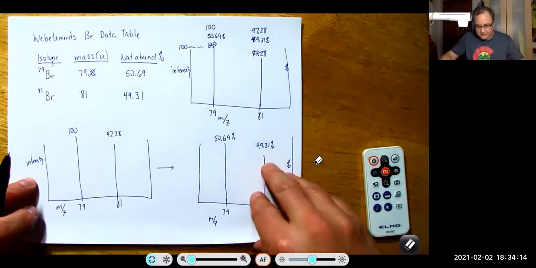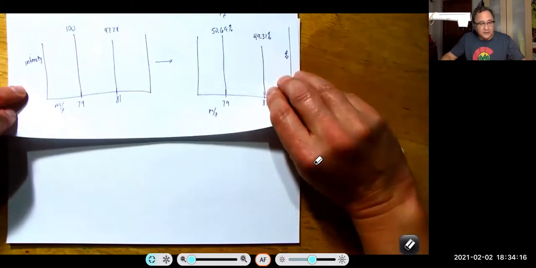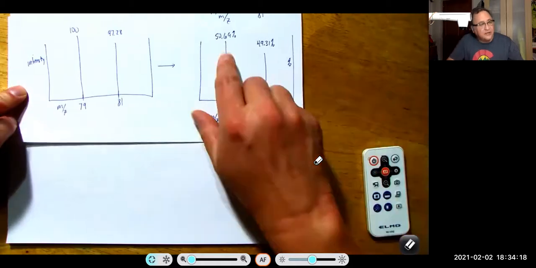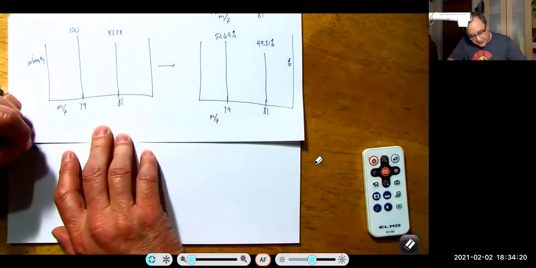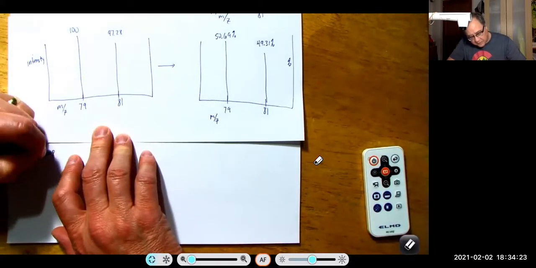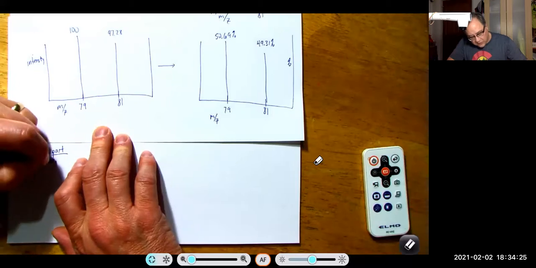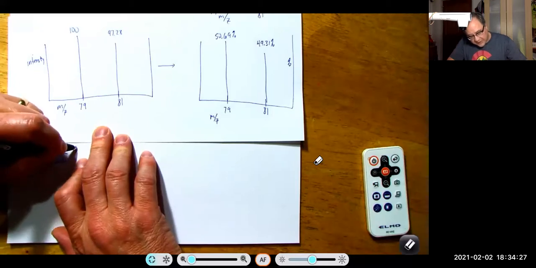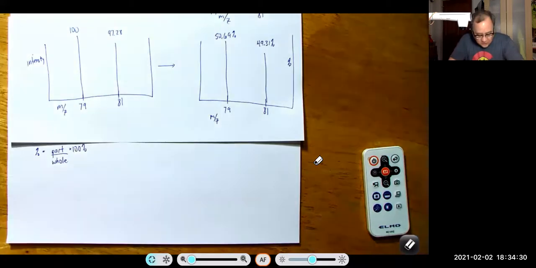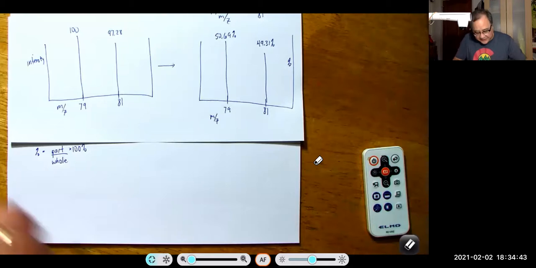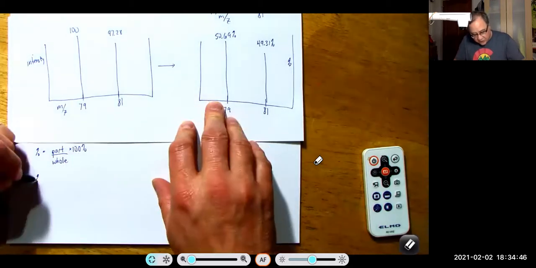Okay, so I'm going to move this up a little bit. And here's how you calculate percentage. Percentage is equal to part over whole times 100%. That's how you calculate percentage. So if you have 5 brown eggs out of 10 eggs total, that's the whole. 5 over 10 times 100% would be 50%. That's how that works.